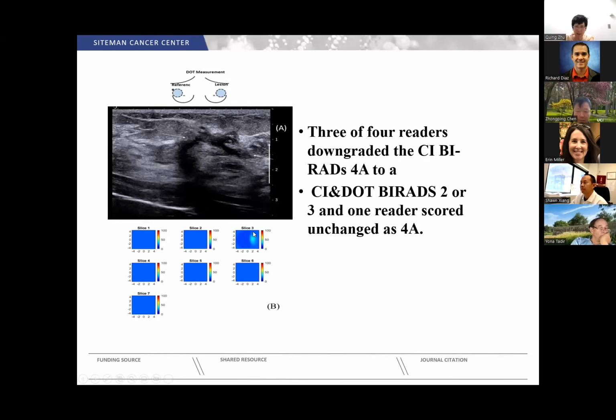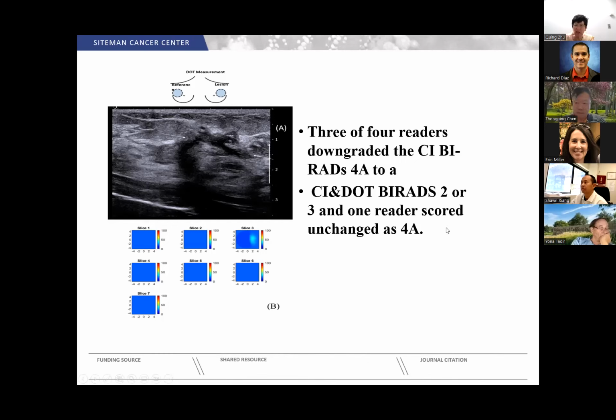Later the biopsy found it was benign, and 3 of the 4 radiologists downgraded the reading from 4A, which is a biopsy, to 2 or 3, which is follow up, basically no biopsy. 1 reader didn't change their score.